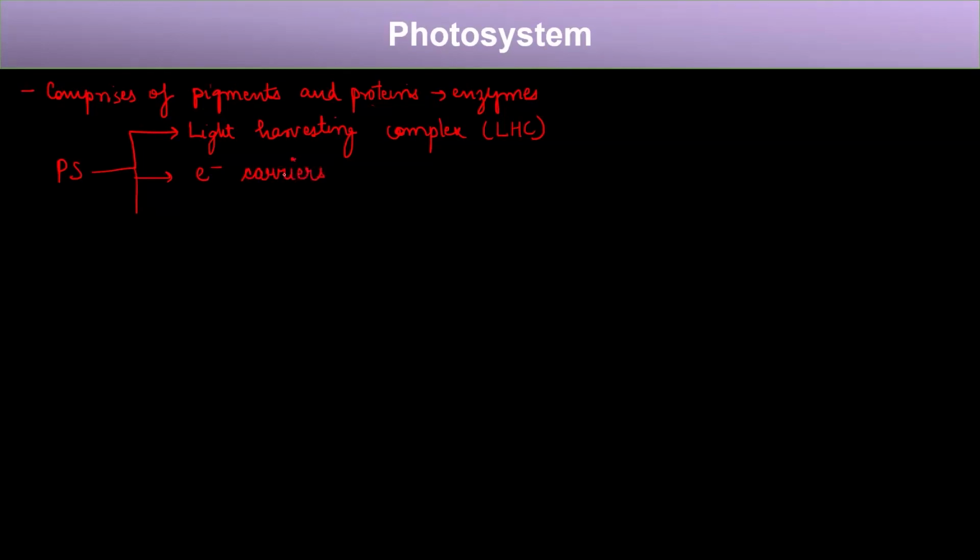Okay. Electron carriers. So what do these electron carriers do? They carry the electron and transfer it from one component to another, right? And we know that the transfer, loss, or gain of electrons is known as oxidation and reduction, right? So these electron carriers cause oxidation and reduction. Okay. And the third thing they have is enzymes. The photosystems have enzymes.